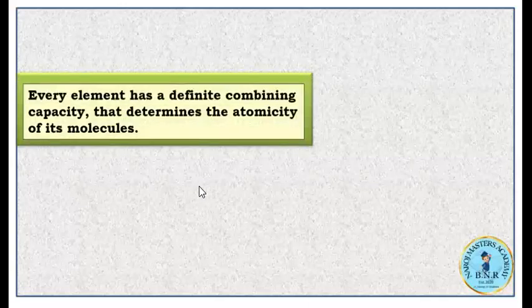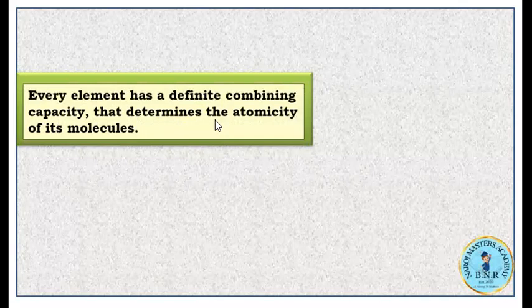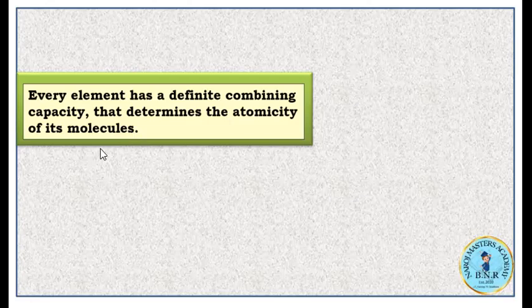Every element has a definite combination capacity that determines the atomicity of its molecule. Is it right? For example, hydrogen has one atomicity, ozone has a different atomicity, and sulfur has a different atomicity. The atomicity of sulfur is 8, so we name it octatomic. Diatomic is for 2, monoatomic for 1, triatomic for 3, with different names. Is it right? Then what is valency?